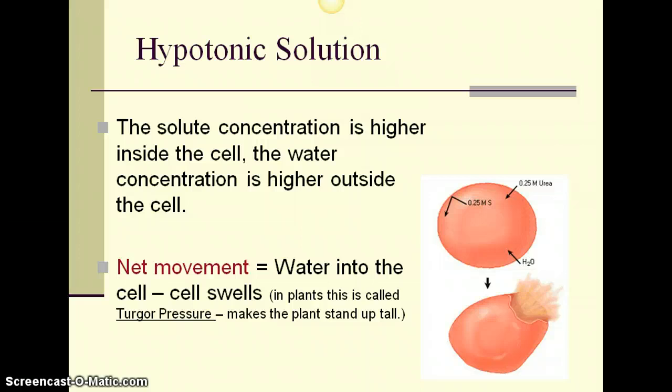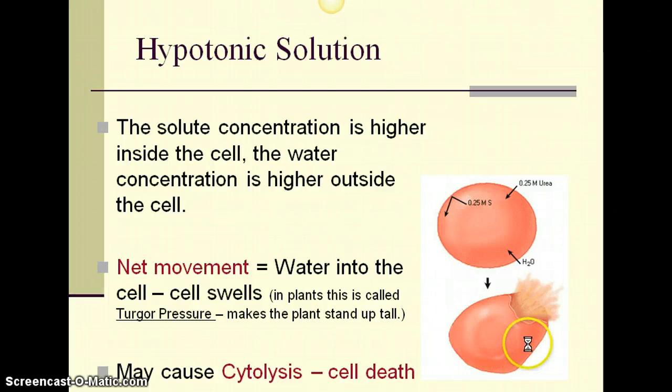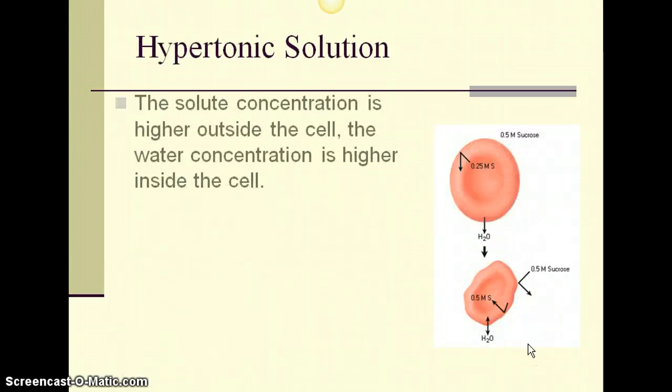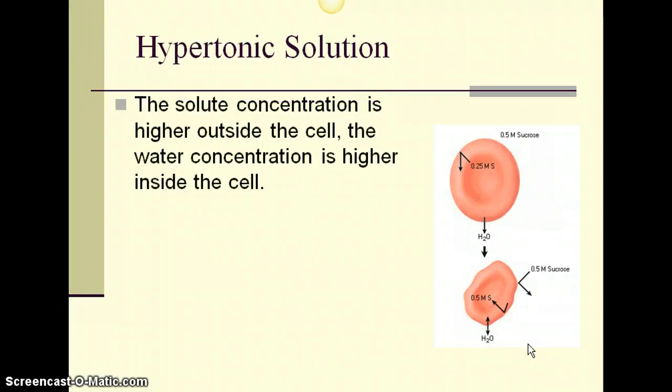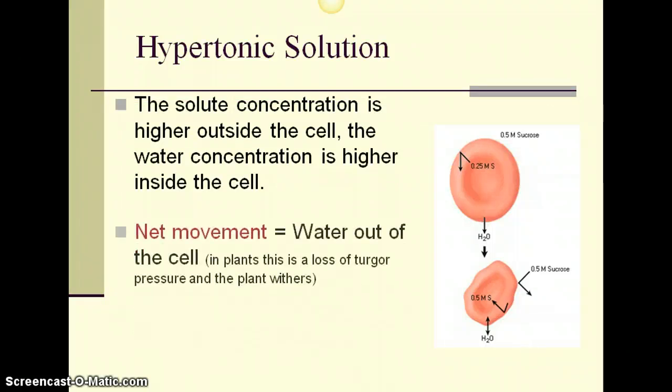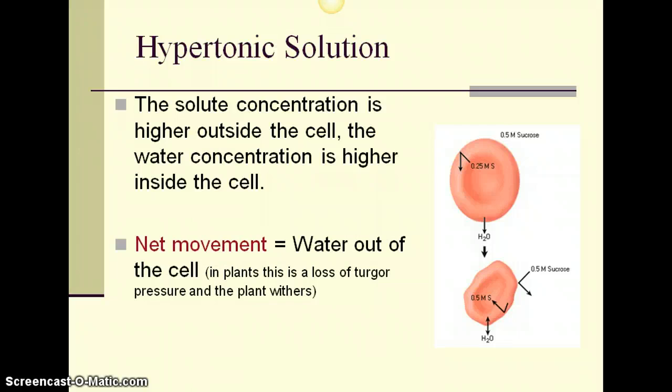But in animal cells, you can see here that they could burst. So this is a red blood cell that had too much water rush in and the cell burst. Cytolysis is called cell death, and that's what can happen here. Hypertonic is when the solute concentration is higher outside the cell. So water concentration is higher inside the cell. And what will happen is water will rush out of the cell.